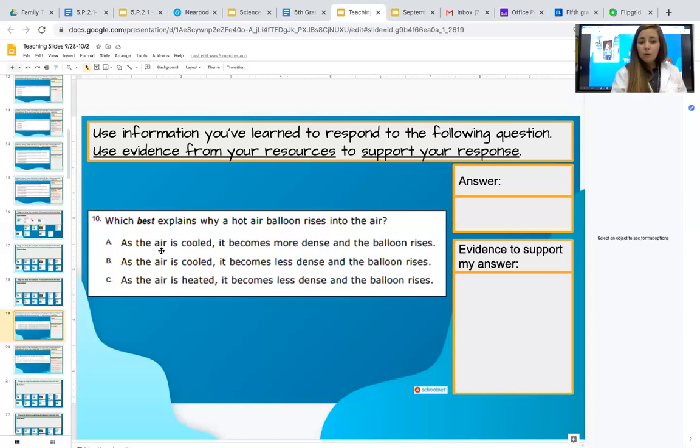So neither one of those makes sense, because we know as things cool down, they become more dense because the molecules clump together and more molecules fit into a space. So A and B didn't really make sense, knowing what we know about science. C is the best answer because as air molecules heat up and get closer to the heat source, they begin to spread out and they rise. Excellent job, Jamari.